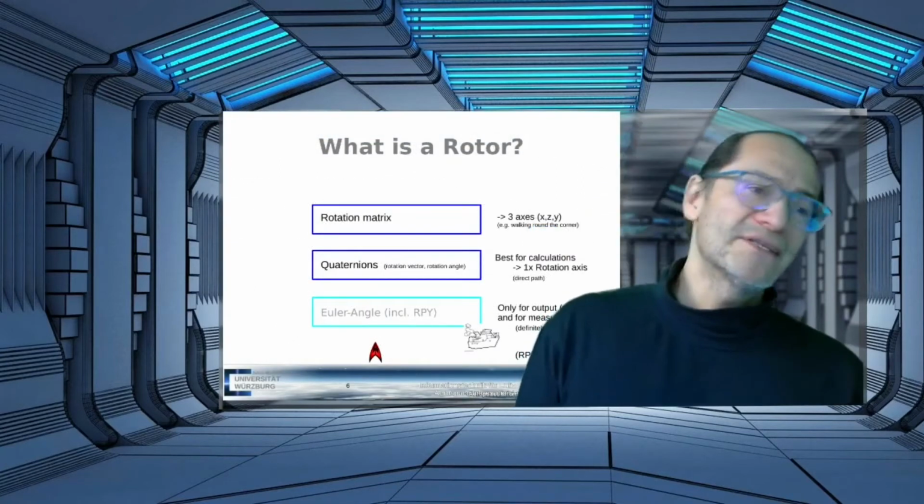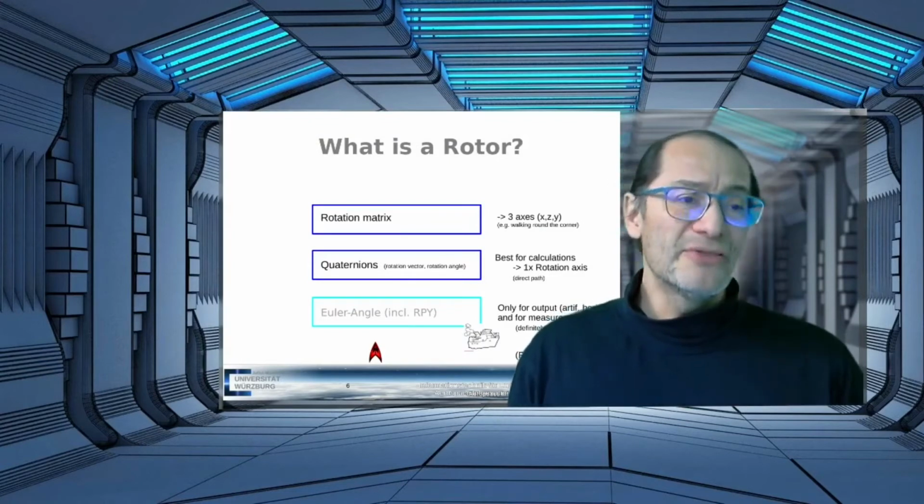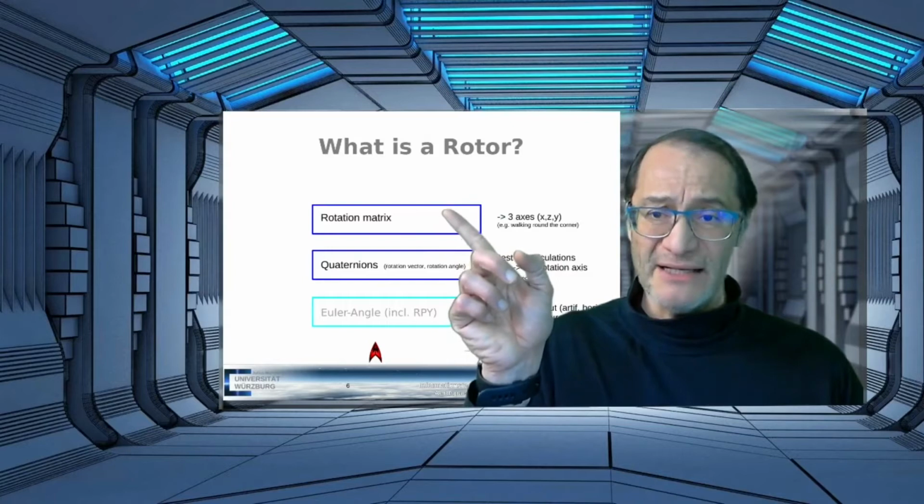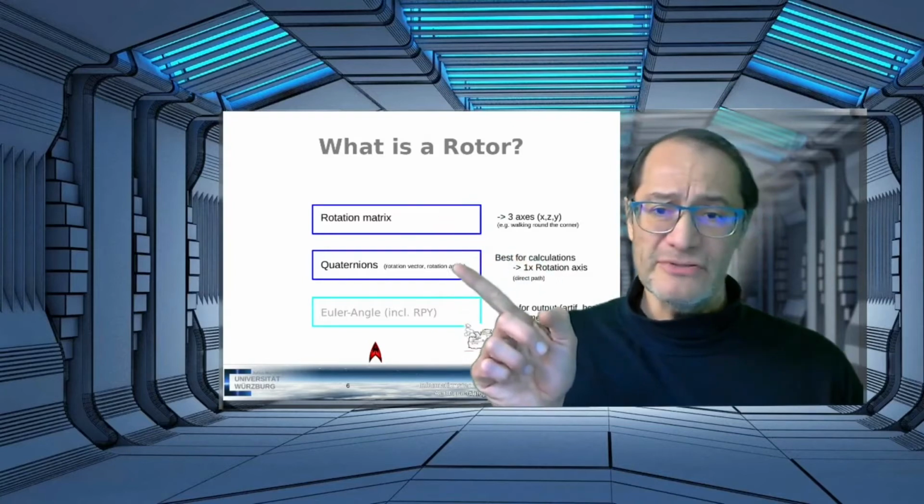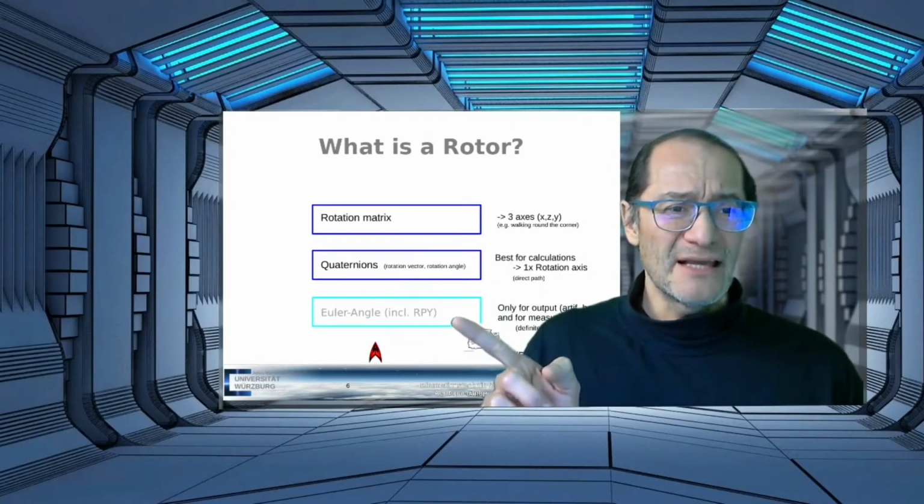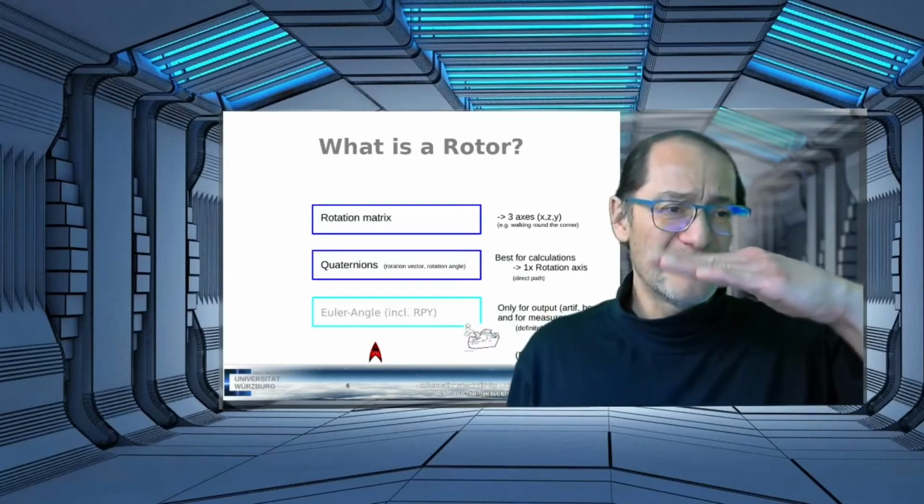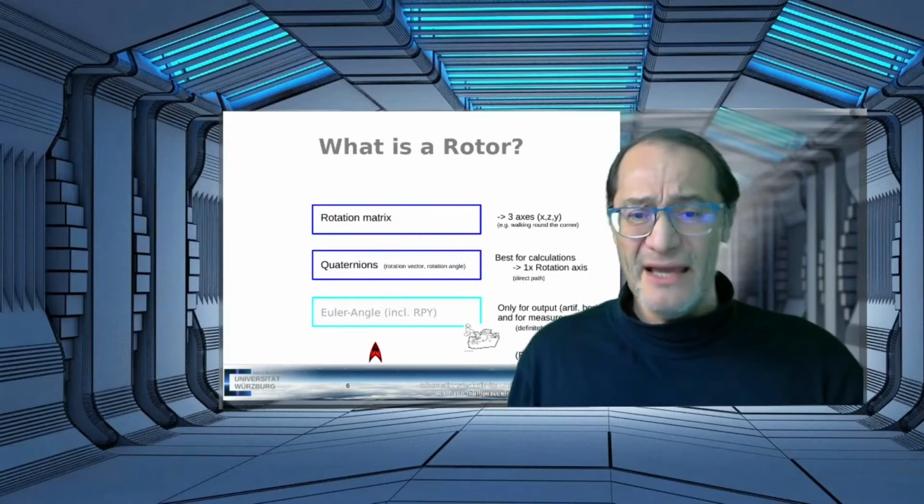And now, what is a rotor? We are going to see 2 main ways to make a rotor. First, the matrix, then quaternions, and here what I say, the Euler Angle, roll, pitch, and yaw, where we measure the deviation in each angle axis.